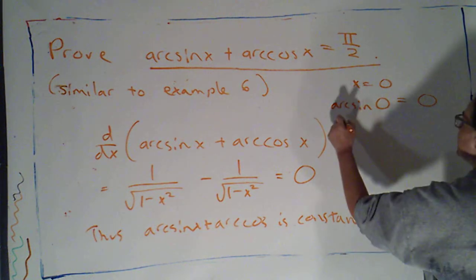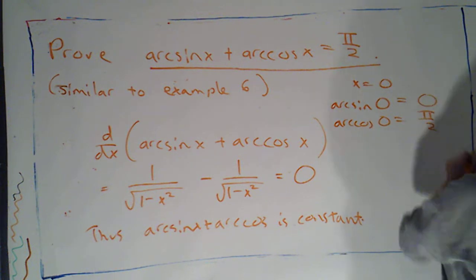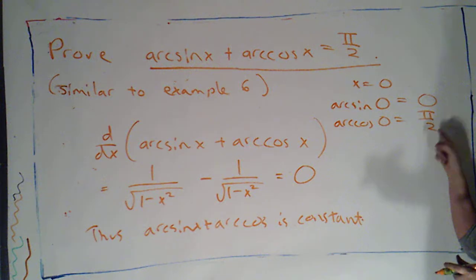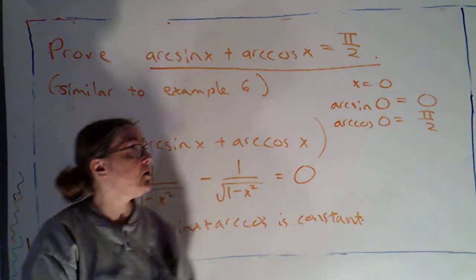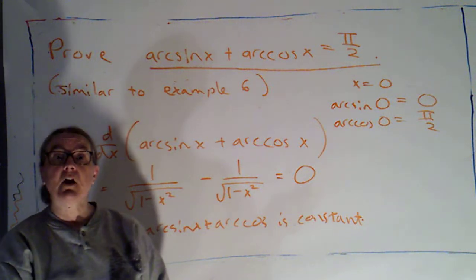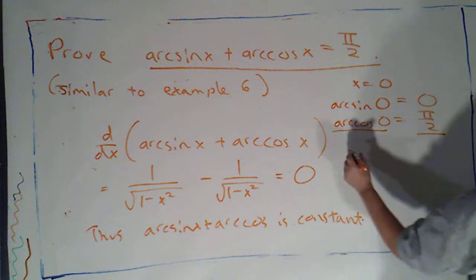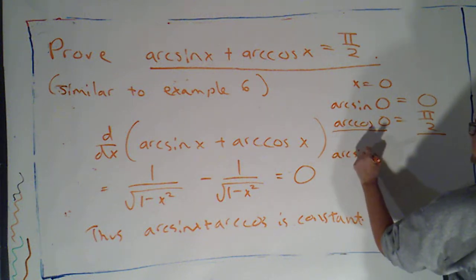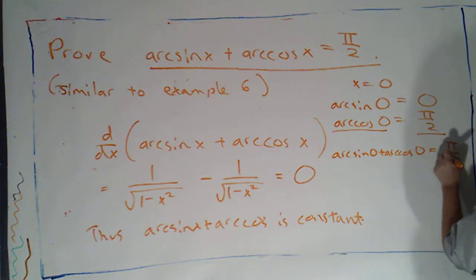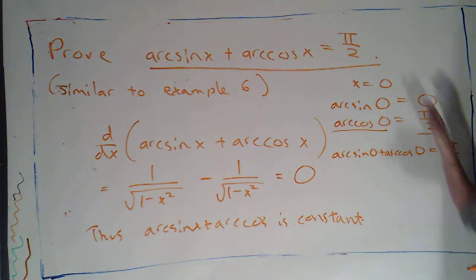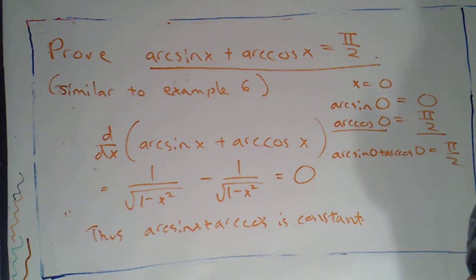Only one such angle. Arc cosine of 0 is pi over 2. That's the only angle between 0 and pi, because remember that's the range of arc cosine, the only angle whose cosine is 0 in that interval. And of course, if I add them, arc sine of 0 plus arc cosine of 0 is equal to pi over 2. So if that's its value at 0, because the derivative is 0, it's pi over 2 everywhere.